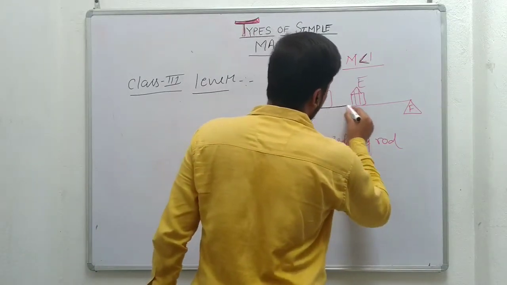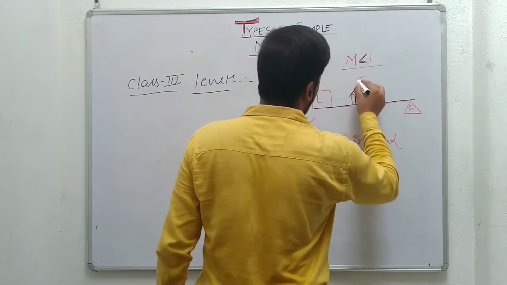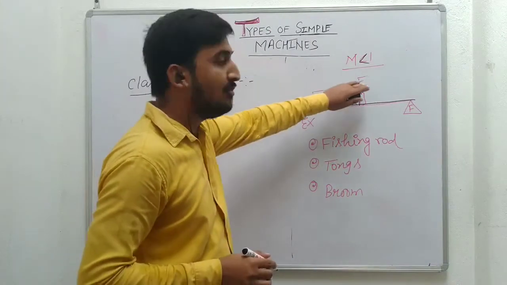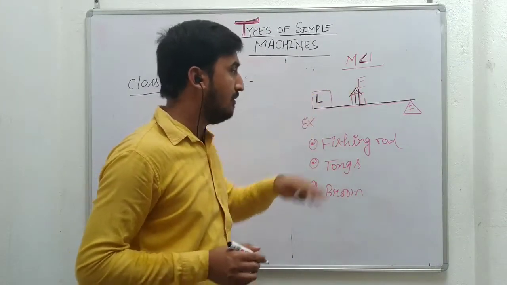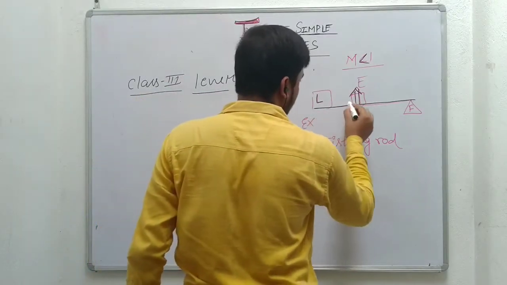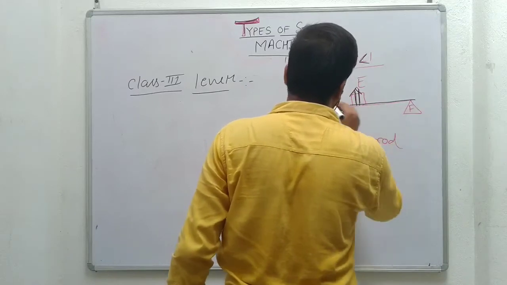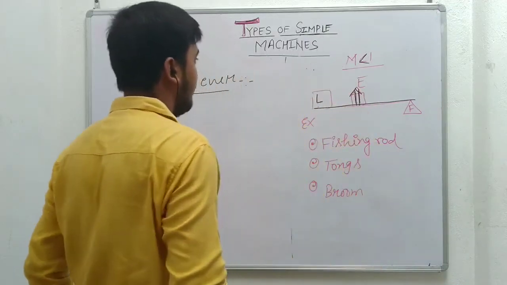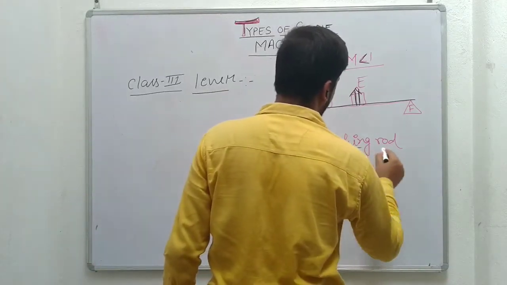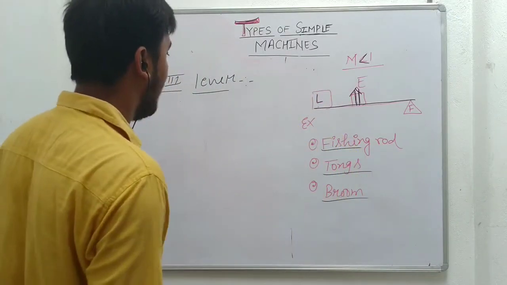In class 3 lever, effort will always be in between load and fulcrum. So we can say, in which case effort will be in between fulcrum and load, that is the class 3 lever. There are so many examples of class 3 lever: fishing rod, tongs and broom. These are the examples of class 3 lever.